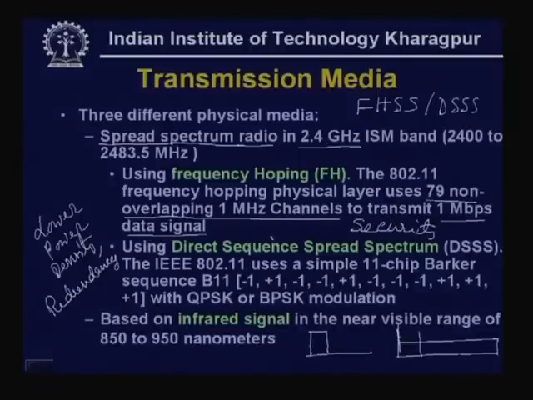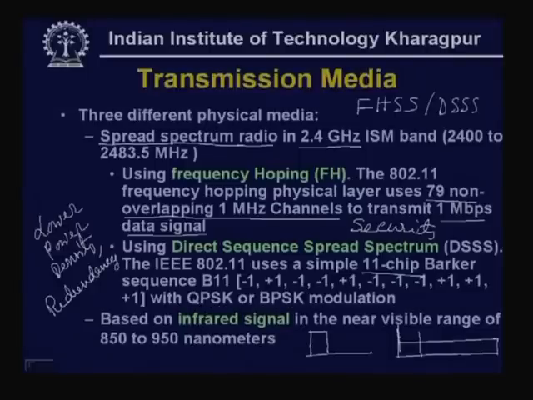So, the carrier frequency keeps on changing, and it uses 79 such frequency channels for sending the signal. And then using direct sequence spread spectrum, in particular in case of 802.11, it uses a simple 11 chip Barker sequence with QPSK or BPSK modulation. That means first some kind of modulo 2 addition is performed, for example, using this sequence, where +1 and -1 correspond to 0 or 1, and then this QPSK or BPSK modulation is performed before transmission.